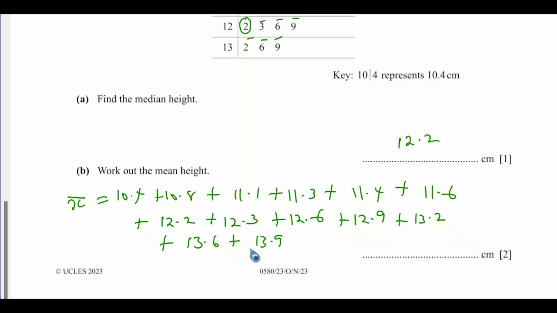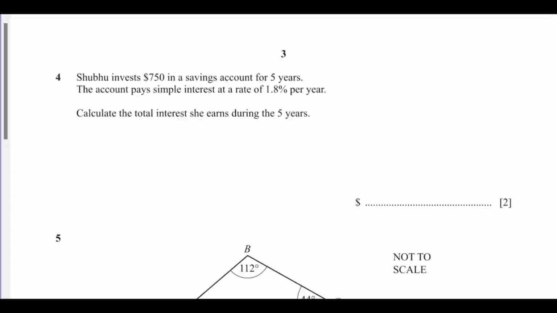If you add all these numbers together, you should get 157.3. When you divide by 13, you should get 12.1. So the mean height is 12.1 centimeters. So let's go to the next question. That should be question 4.